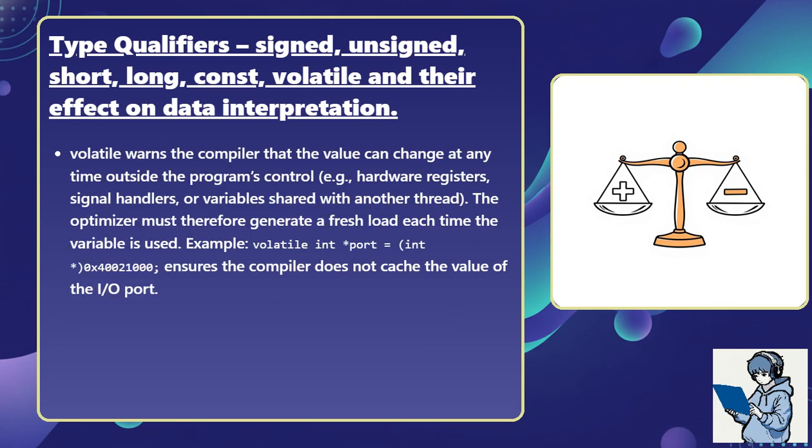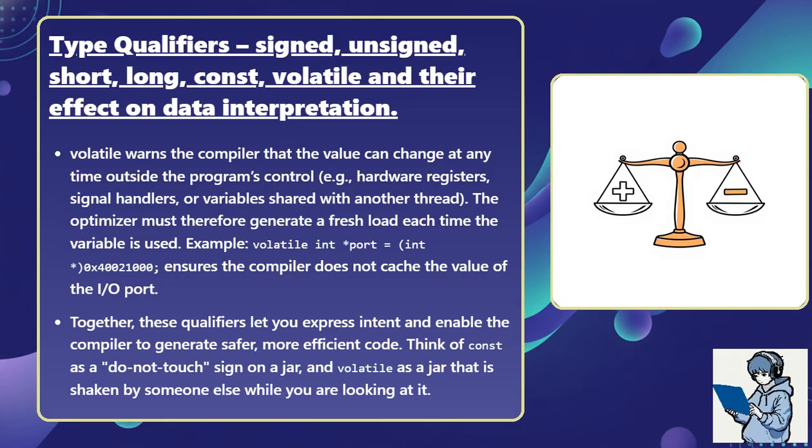Volatile warns the compiler that the value can change at any time outside the program's control. For example, hardware registers, signal handlers, or variables shared with another thread. The optimizer must therefore generate a fresh load each time the variable is used. Example: volatile int pointer port equals cast to int pointer address 400210000 ensures the compiler does not cache the value of the I/O port.